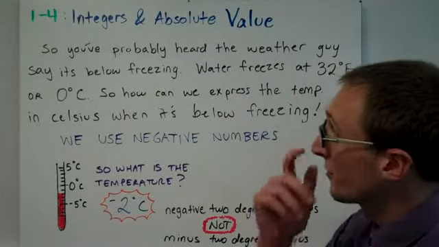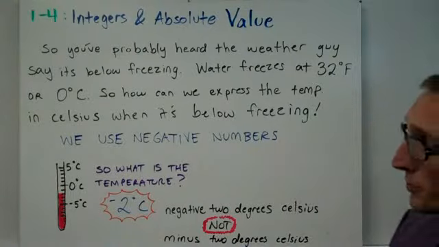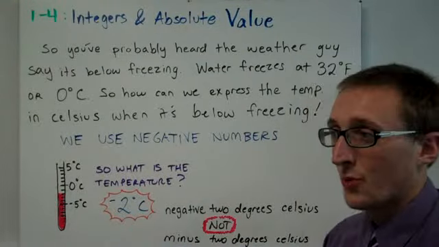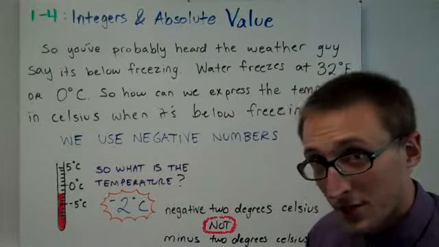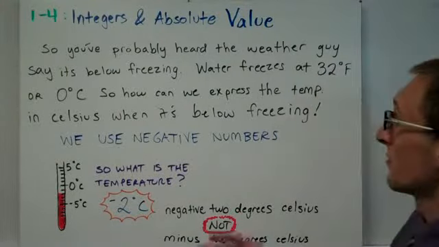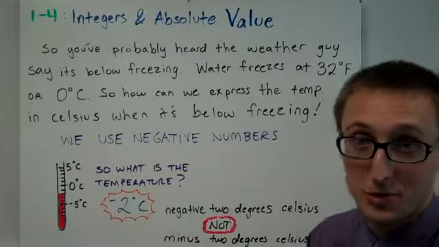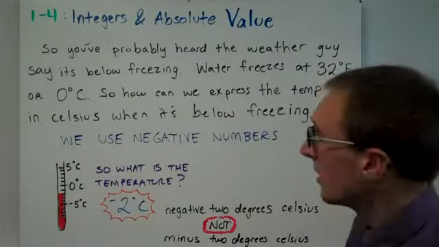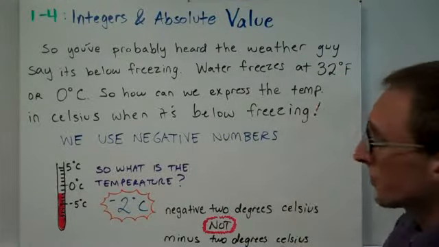All right, chapter 1, lesson 4, this is integers and absolute values. So you've probably heard one day while watching the news, the weather guy say something like, oh, it's below freezing. Now remember that in America we tell temperatures in Fahrenheit. So you may be used to saying like, oh, it's 100 degrees Fahrenheit, like the temperature it was probably today, I think. Okay. However, thinking about it, water freezes at 32 degrees Fahrenheit.